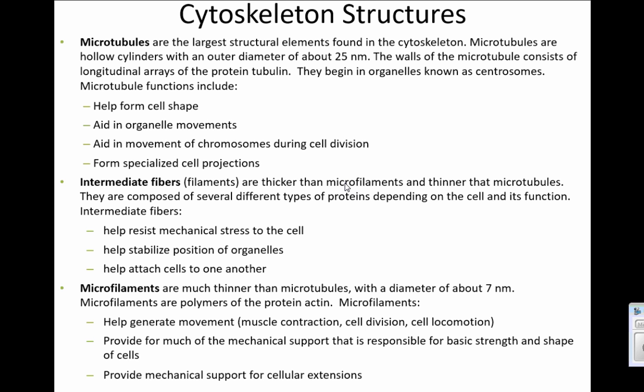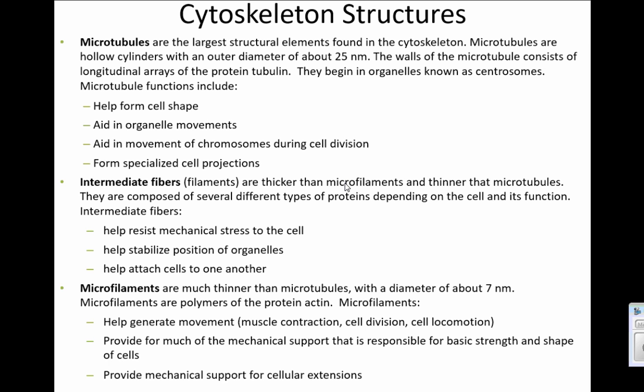They form an organelle called centrosomes, which we'll see what those are probably Monday. They help form the shape of the cell. They help organize the movement of organelles. They move chromosomes during cell division. If you've ever taken biology and learned about mitosis and meiosis, you might remember the things that look like spider legs that come and grab the chromosomes. Guess what those spider legs are? Microtubules. And then they'll form specialized cell projections, which we'll talk about.